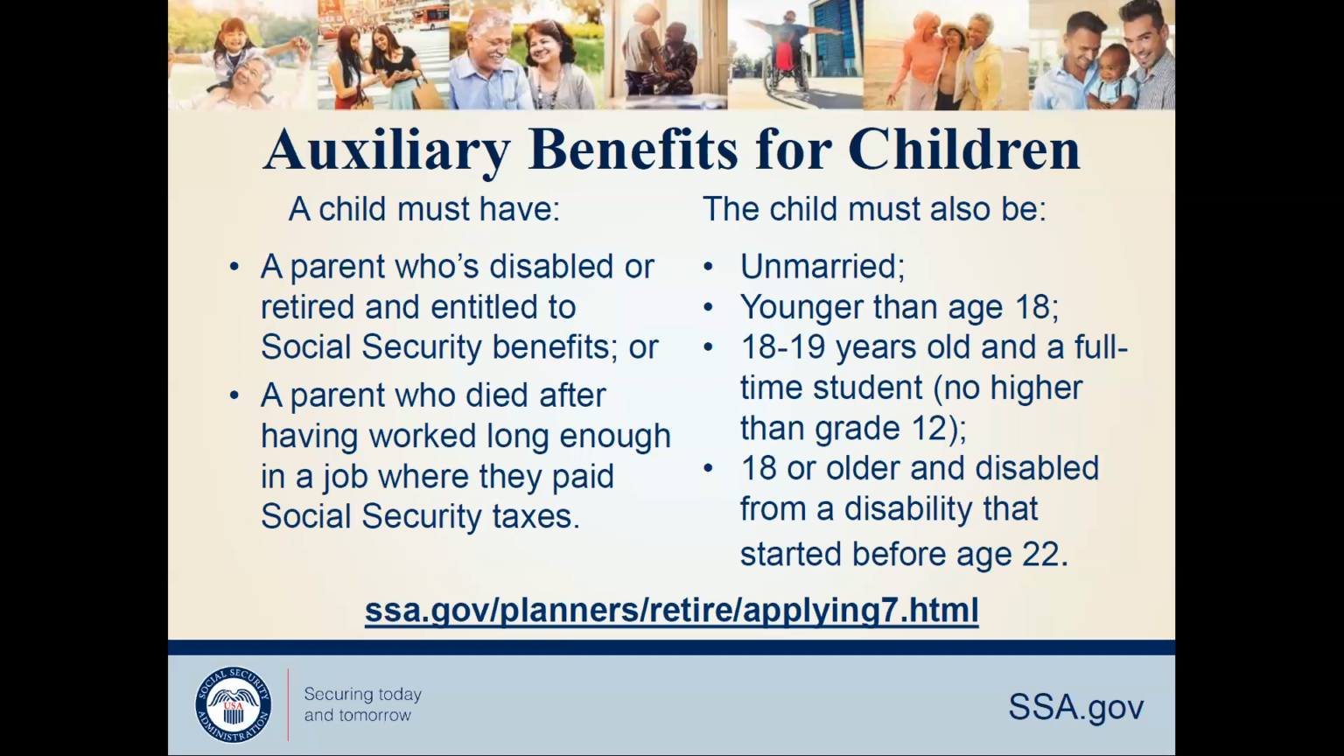There is a limit to the amount of money we can pay to a family. The family maximum can be from 150 to 180% of the parent's full benefit amount. If the total amount payable to a family member exceeds this limit, we reduce each person's benefit proportionately, except the worker's, until the total equals the maximum allowable amount.